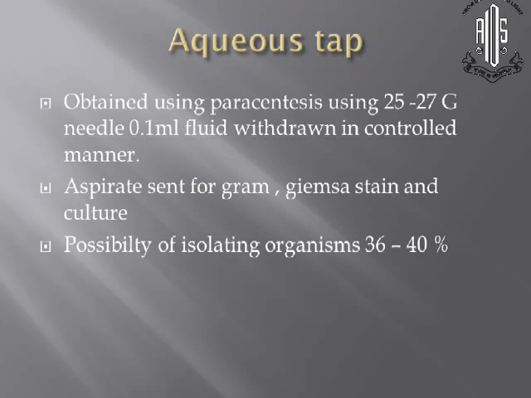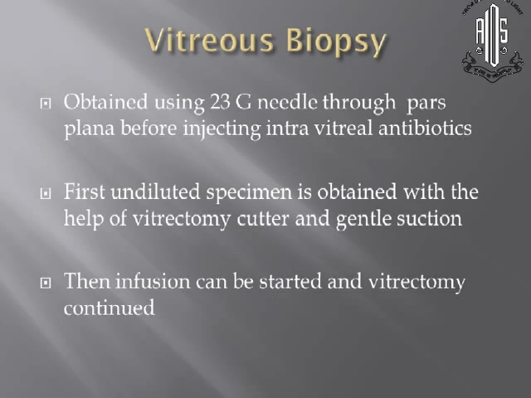So this will be dealt with by the subsequent speaker, but just 2 slides on this. Aqueous tap is obtained using paracentesis using a 25 to 27 gauge needle. 0.1 ml of fluid is withdrawn in a controlled manner. Aspirate has to be sent for Gram, Giemsa, culture. The possibility of circulating organisms in an aqueous tap is 36 to 40%. But the vitreous biopsy is more definitive.